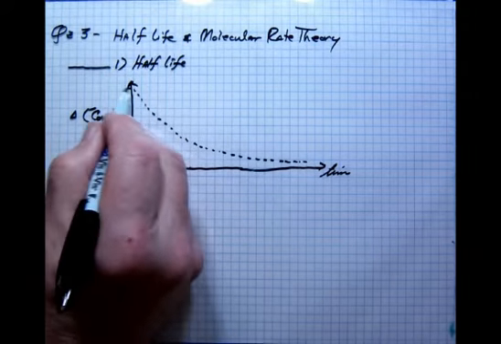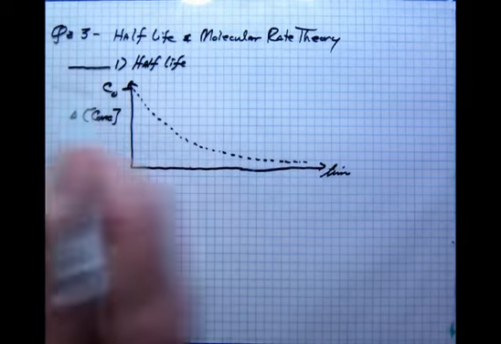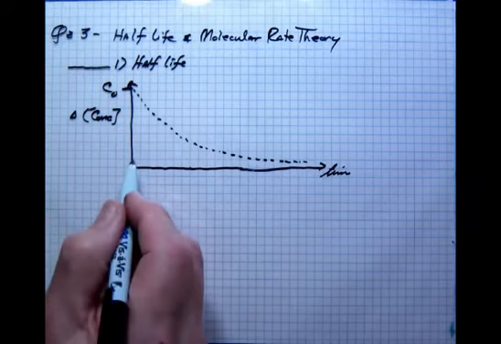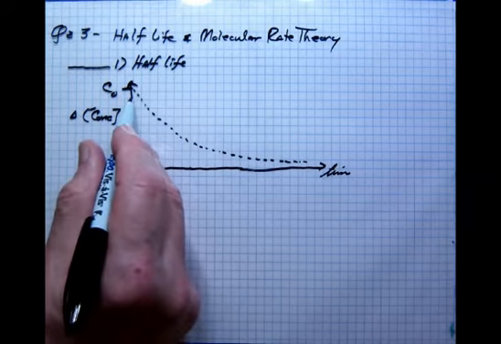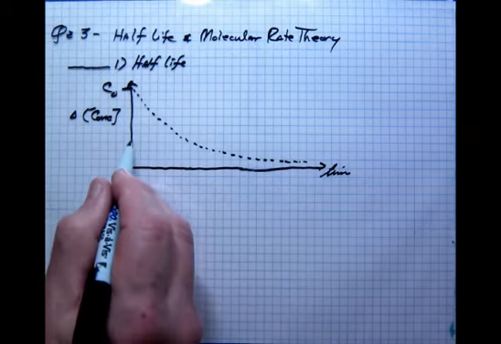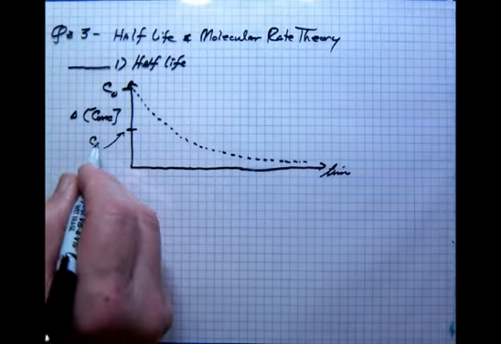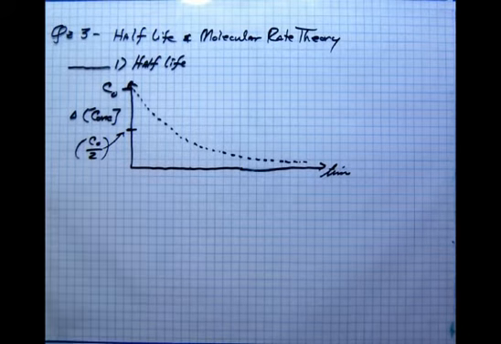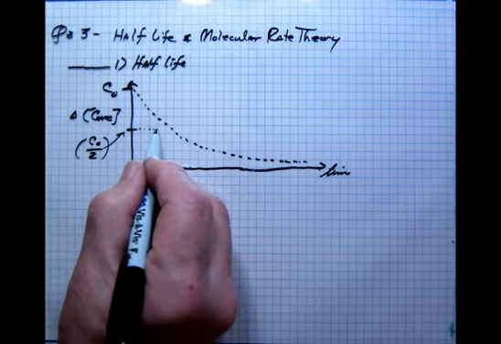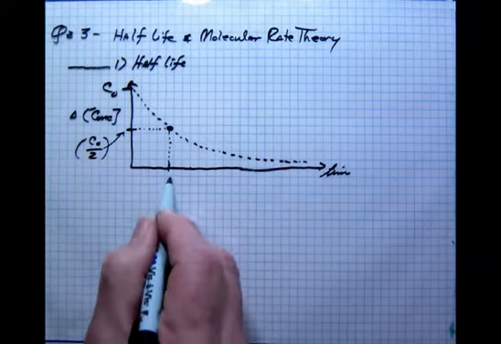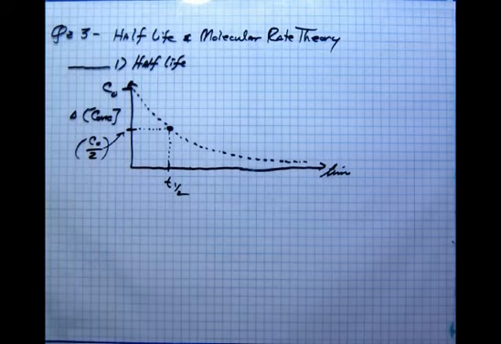If we specify this point as the initial concentration, then that point right there would represent the original concentration divided by 2, and if we extend it over to the curve and then straight down here, that is half-life. The time it takes to cut the original concentration in half.